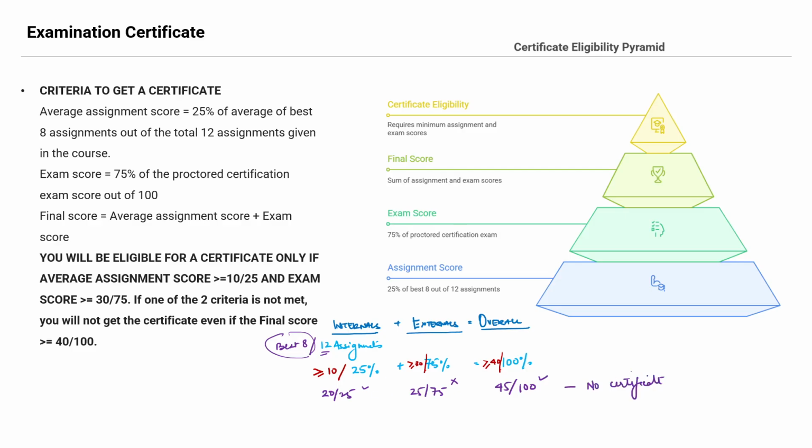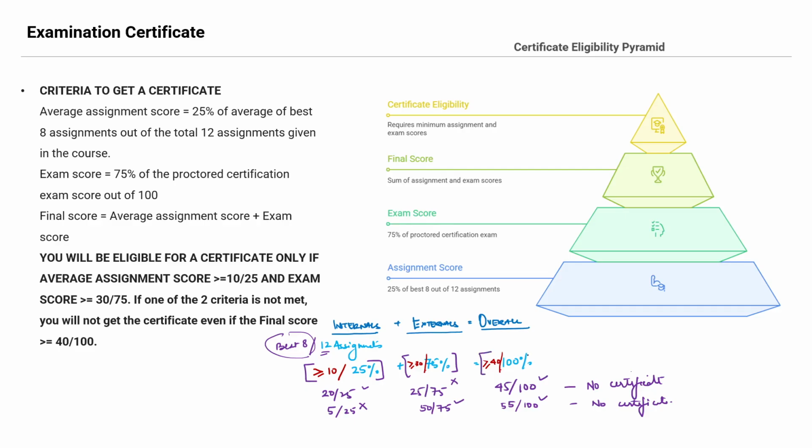Let's take another scenario. For example, here you did not perform well. You scored only 5 out of 25. But here you did exceptionally well and you were able to get around 50 marks out of 35. And your overall score is 55 out of 100. Now you are meeting this criteria, but you are failing on this criteria. Again, no certificate. Okay.